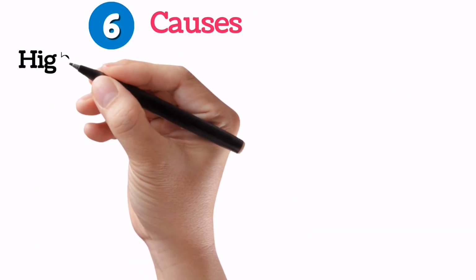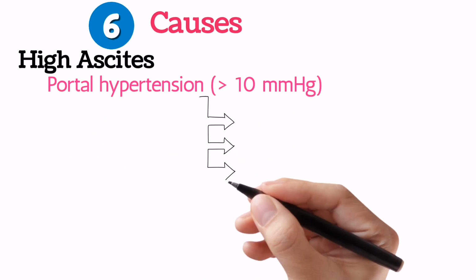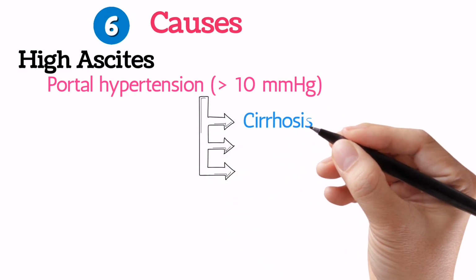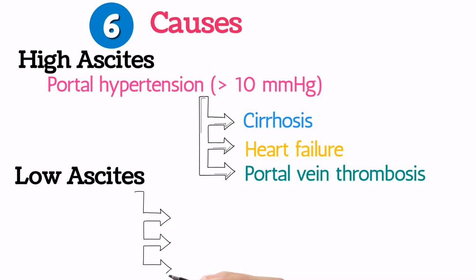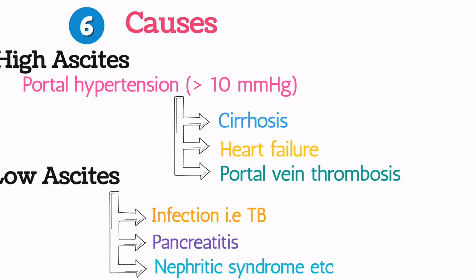Now, the causes of high SAAG ascites include some major causes. These are portal hypertension, which may be due to cirrhosis, heart failure, and portal vein thrombosis. The causes of low SAAG ascites include infections like TB, pancreatitis, nephrotic syndrome, etc.